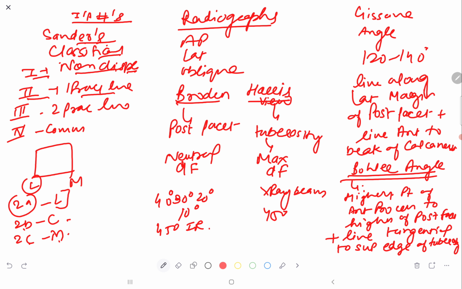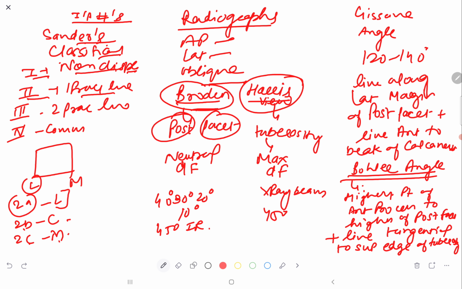Type 4 is comminuted. The radiographs to get done in the case of calcaneum fracture are AP view, lateral view, oblique view, Broden and Harris view. Broden view is important in intraoperative reduction of the fracture. To check the posterior facet, Broden view can be used.